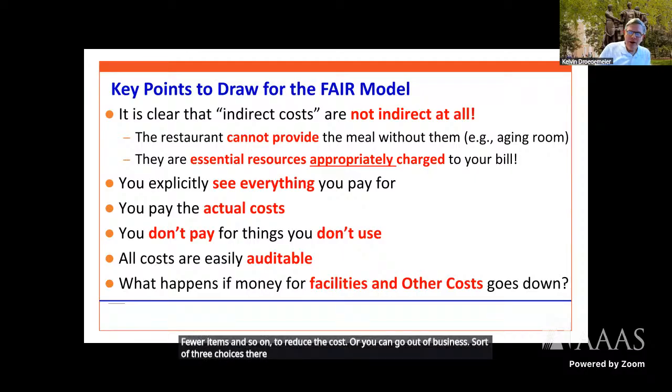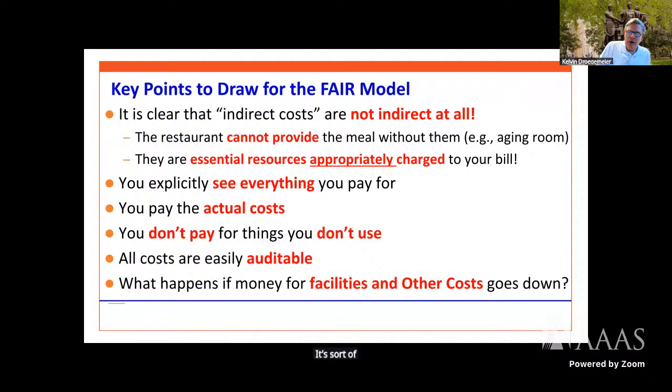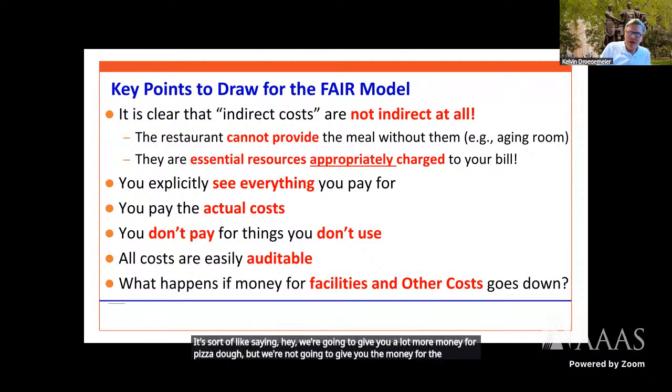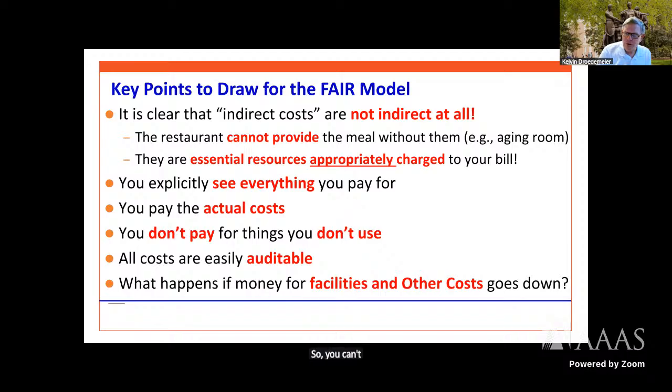And so the point is that if you start reducing one part of the budget, what we traditionally know as indirect costs, and say, well, let's just use money for more direct costs, it's like saying, hey, we're going to give you a lot more money for pizza dough, but we're not going to give you the money for the toppings. Go out and sell as many pizzas as you can. And you're like, well, it's not a pizza, it's just a bunch of dough. So you can't disaggregate the direct and the indirect costs.